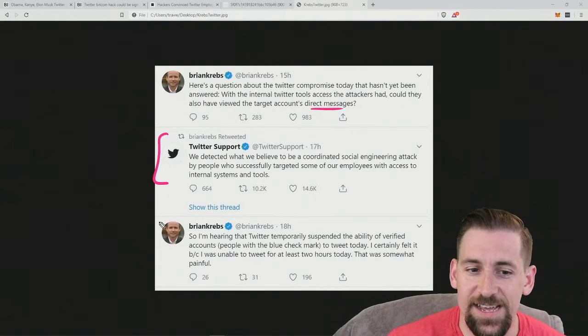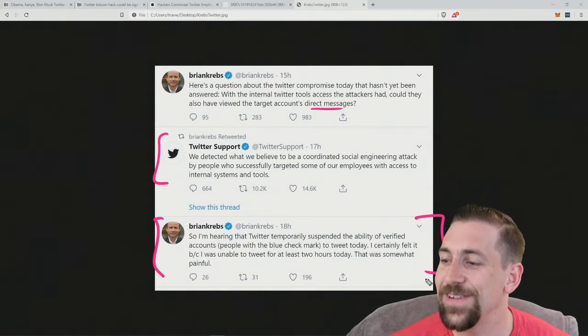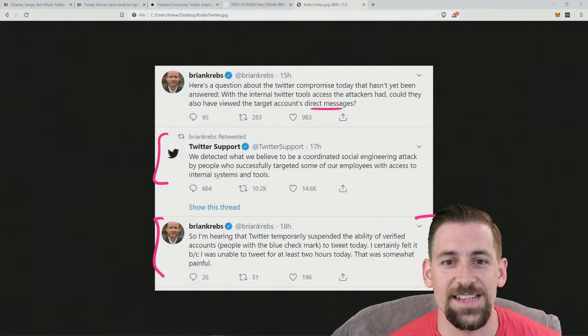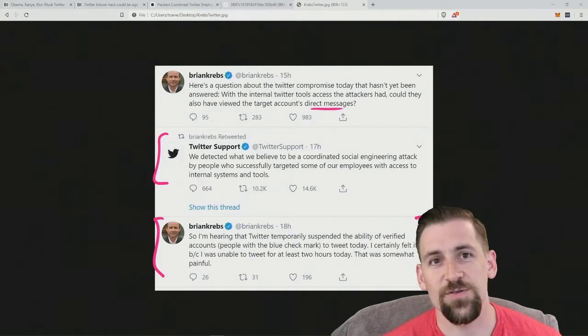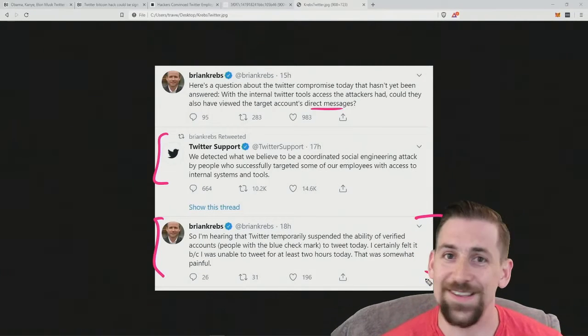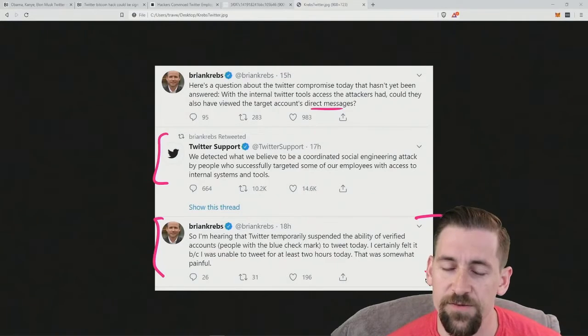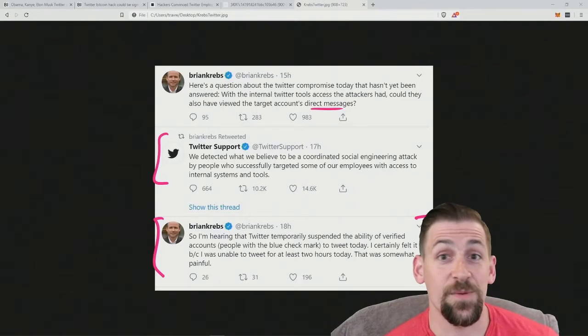And then finally, Twitter's initial response was to suspend the ability of verified accounts to tweet for several hours on the day of the occurrence. Brian Krebs was affected by this. A number of other verified Twitter accounts were affected by this. I was not, because I do not have a verified Twitter account. However, I was watching it unfold on Twitter, and it was very interesting. I would encourage you to investigate a little bit further on your own as well.